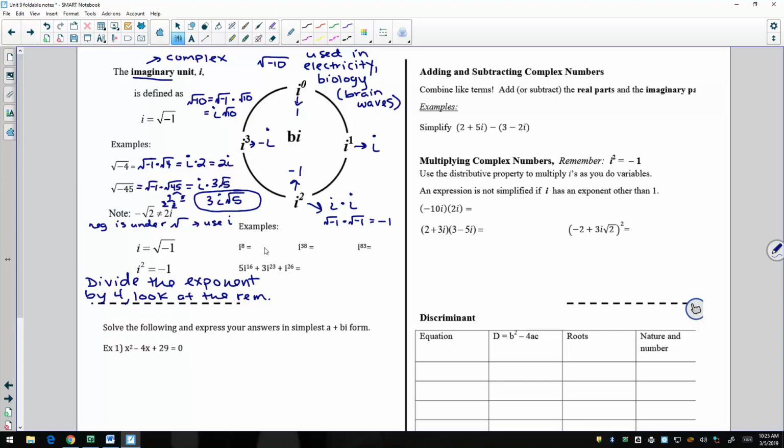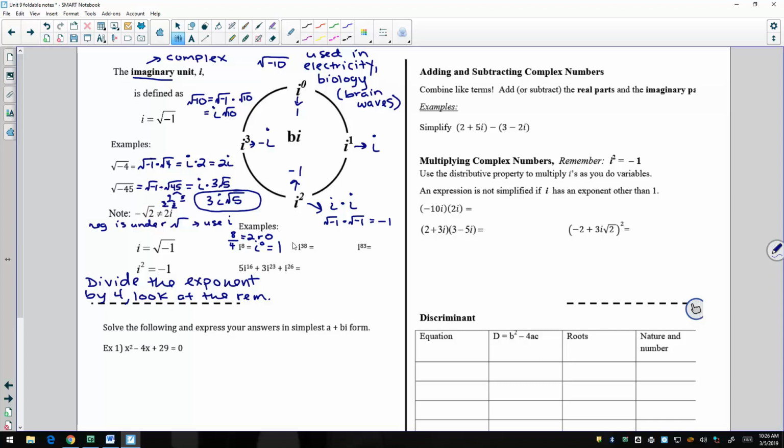I to the 8th. I'm going to do in my head or on my calculator, 8 divided by 4. That's 2 with a remainder of 0, right? There's no remainder. So that means I to the 8th is the same as I to the 0, which I know equals 1. So I to the 8th, I don't really have to write this middle step. It's equal to I to the 0, which is 1.